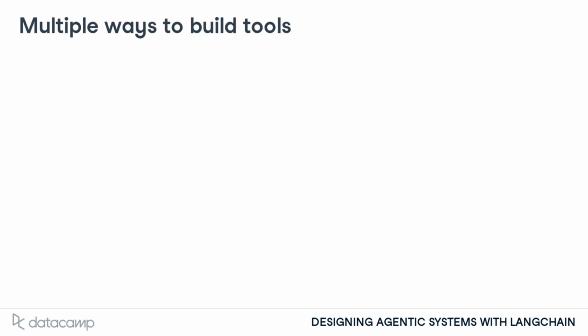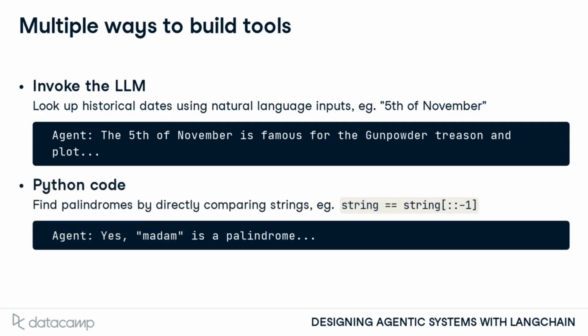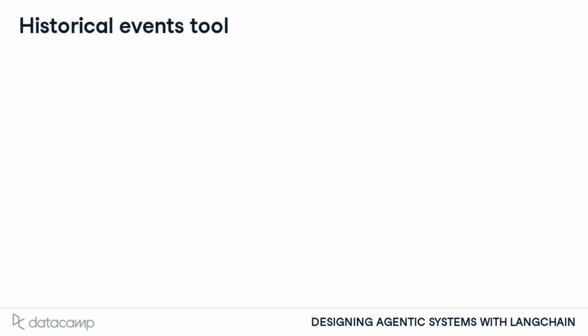We can use a different approach for each tool. For historical events, we'll create a tool that directly invokes the LLM to look up natural language dates, such as 5th of November. To build a palindrome checker, we'll use standard Python to compare a reverse string to its original. Let's code the historical events tool first.